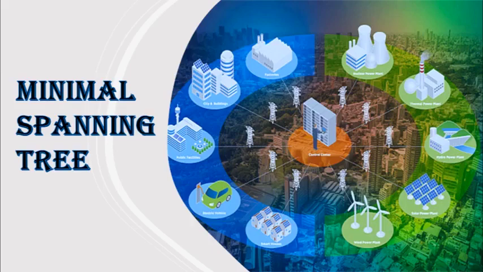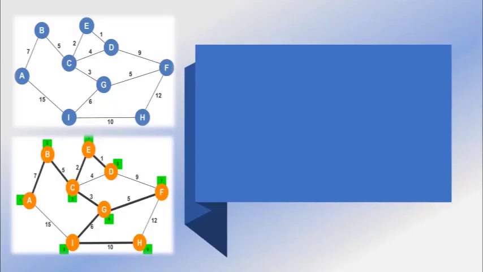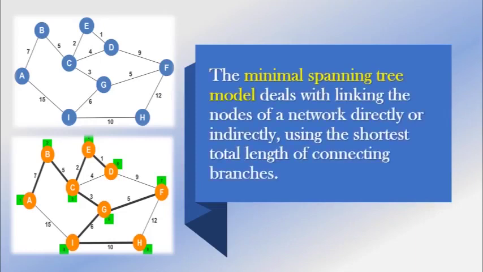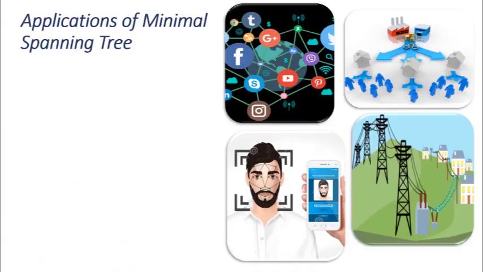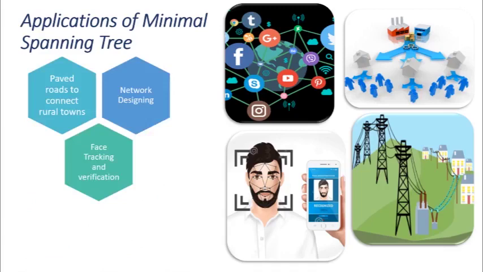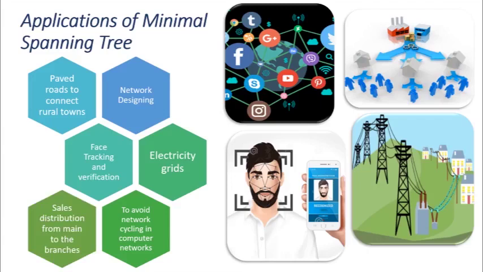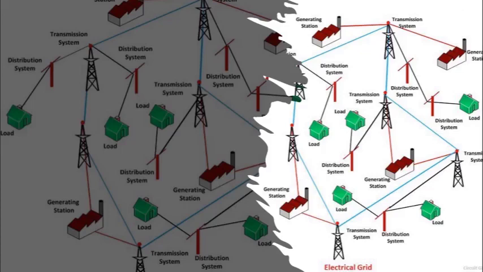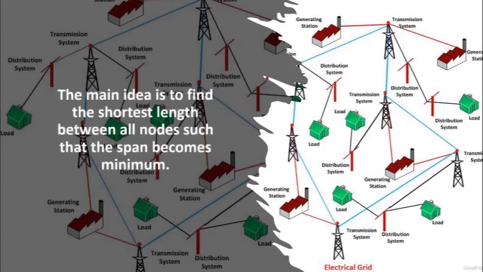From here onwards, we will be discussing the minimal spanning tree model. The minimal spanning tree model deals with linking the nodes of a network directly or indirectly using the shortest total length of connecting branches. Applications of minimal spanning tree spread across a range: network designing, paved road construction, phase tracking and verification, construction of electricity grids, avoiding network cycles, and sales distribution are some of them. Keep in mind that the main idea of minimal spanning tree is to find the shortest length between all nodes such that the span becomes minimum.